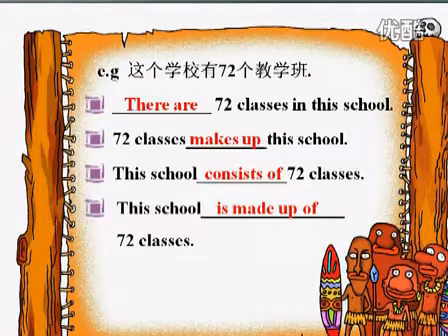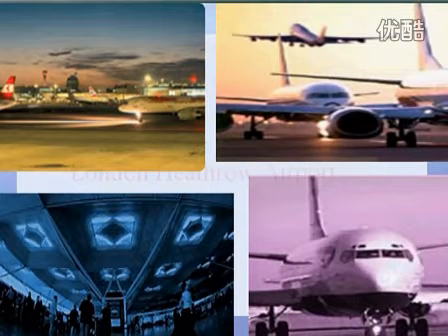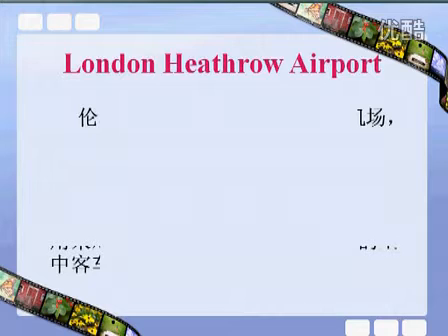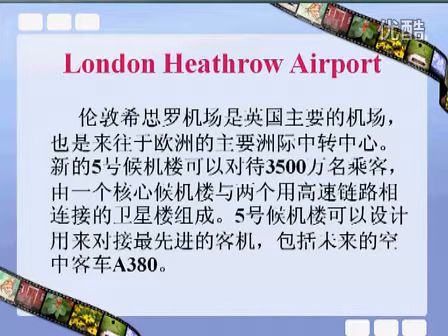Okay. Now looking at some pictures about London Heathrow Airport. Okay. London Heathrow Airport. 伦敦希斯罗机场是英国主要的机场，也是往来于欧洲的主要的洲际中转中心。Okay. Now some information about London Heathrow Airport.